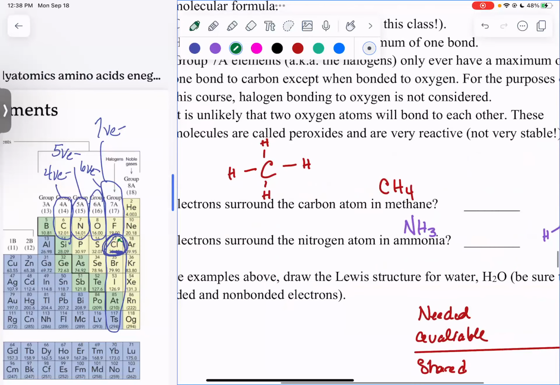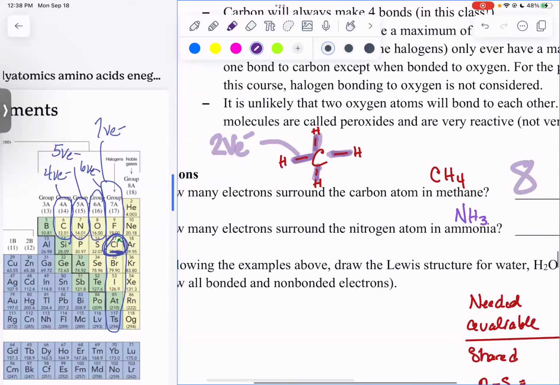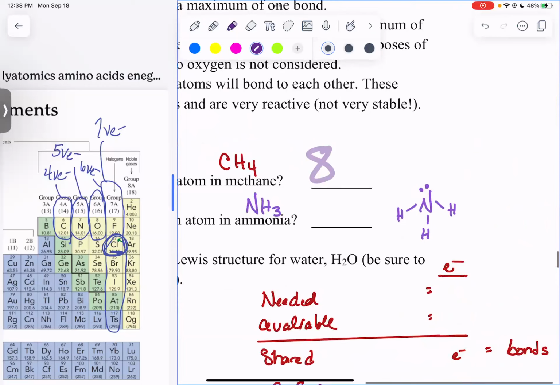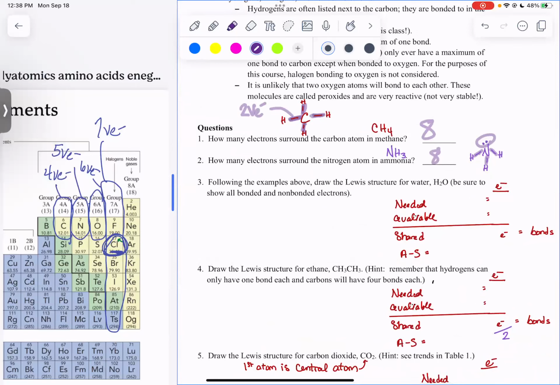So if I look at methane, this right here is a single bond. A single bond is 2 valence electrons. Okay, I have a single bond, a single bond, a single bond. So that's 2, 4, 6, 8. So how many surround it? 8. How many electrons surround the nitrogen atom in ammonia? 2, 4, 6, and don't forget my lone pair, make 8. All right, so following the examples, draw the Lewis structure for water.